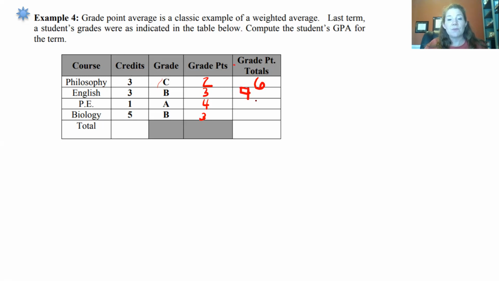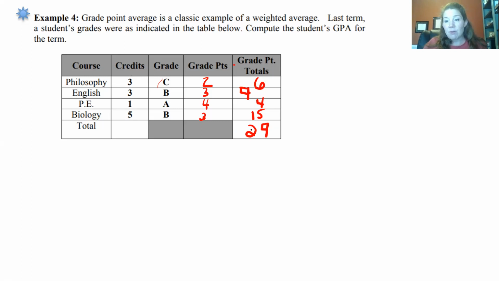4 times 1 is 4. And then finally, 5 times 3 is 15 points for your total GPA. So when you add that up, you get 6 plus 9 is 15, plus 4 is 19, and 19 plus 15 is 29. So you got 29 points for your grade point average.